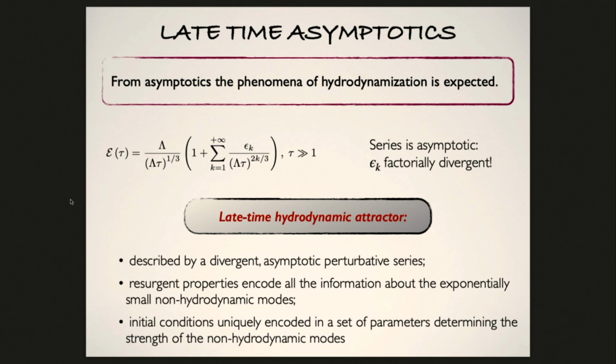But the fact that the series is asymptotic is the reason why we expect this hydrodynamization scale, and these non-hydrodynamic modes. And moreover, if we actually properly analyze it, we know that in these coefficients alone, you have all the information about these non-hydrodynamic modes and perhaps about the early times encoded. And this is called resurgence. So the early times resurge in the late time behavior of these epsilon Ks. Initial conditions are uniquely encoded in a set of parameters, and those parameters basically just determine the strength of the non-hydrodynamic modes.